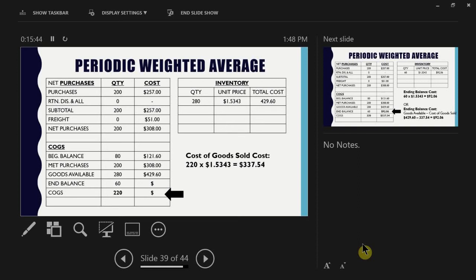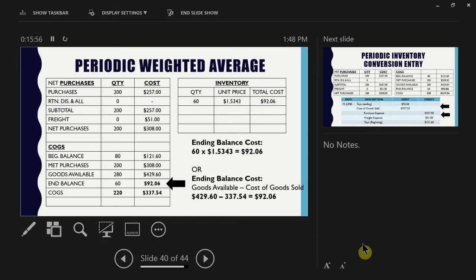So now we're here. We're solving for the 220 items at 153.43 to give us a rounded number of $337.54. So once we do that, easy, we can either calculate at top or we can calculate from taking our goods available, and there you go. It should be $92.06. So any questions so far?